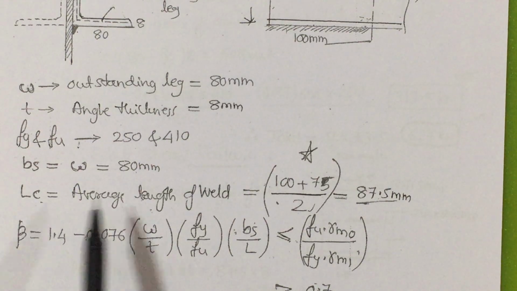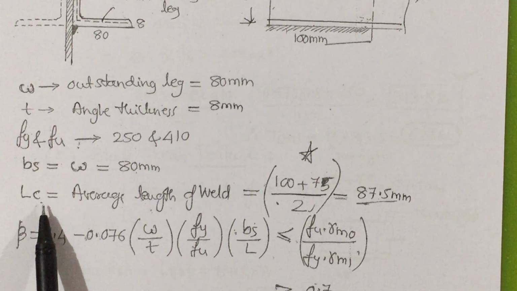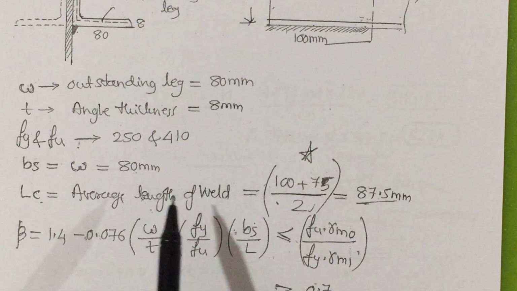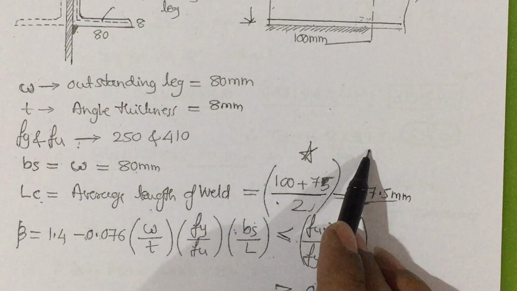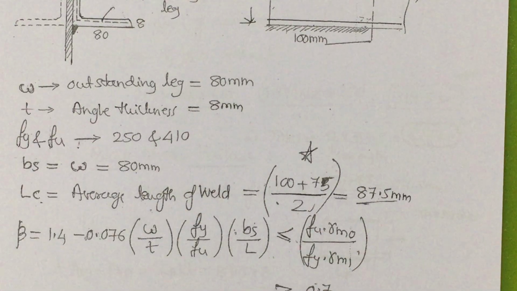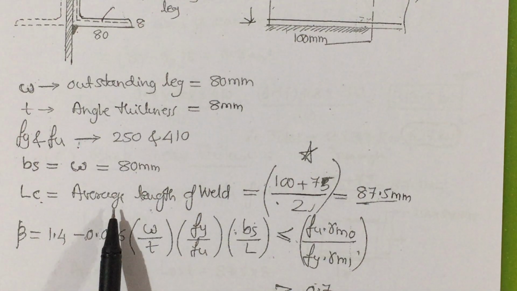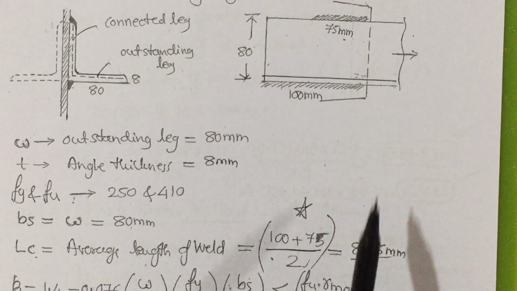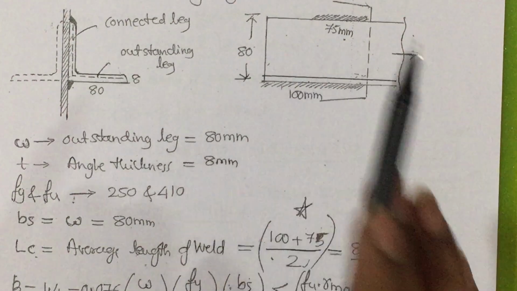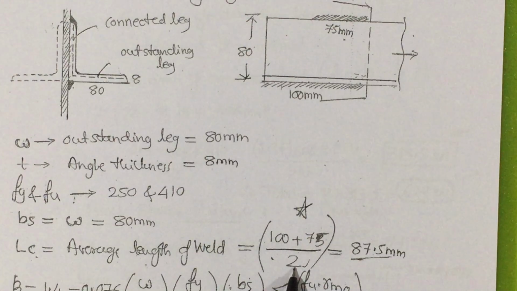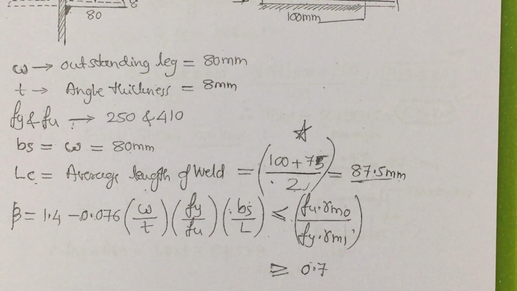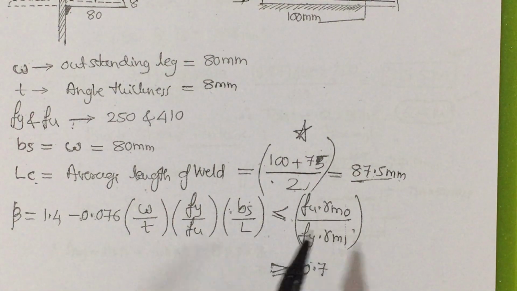Then LC, if it is a bolted connection, is from the outermost bolt to the outermost bolt, but since it is a welded connection we need to take the average length of the weld. The average length of the weld is given by, on one side it is 100, on another side it is 75. So, 100 plus 75 by 2, 87.5 mm. Therefore, beta is given by the formula.